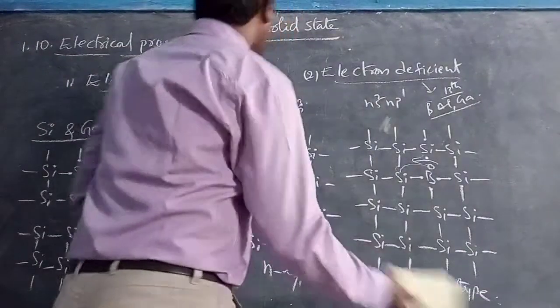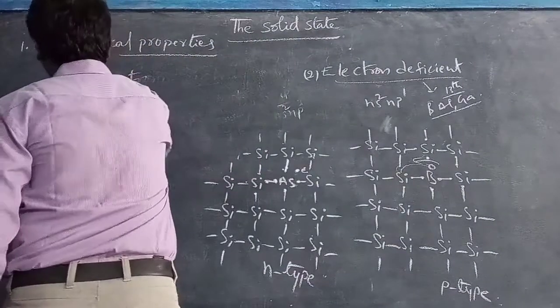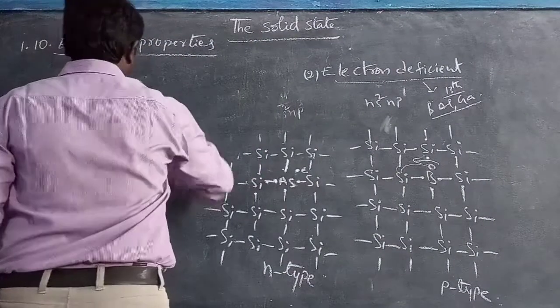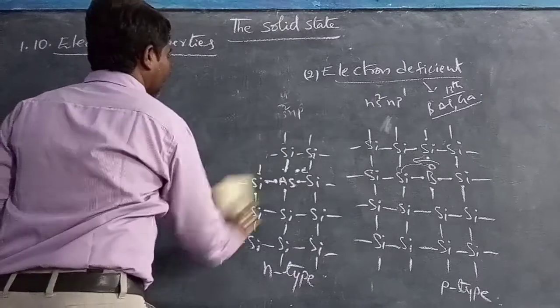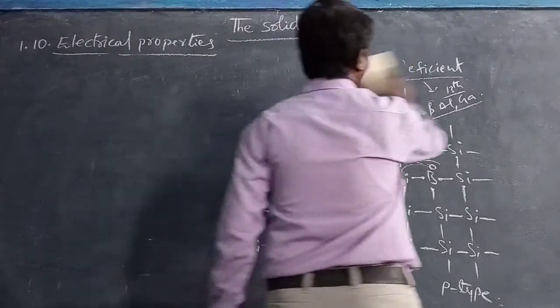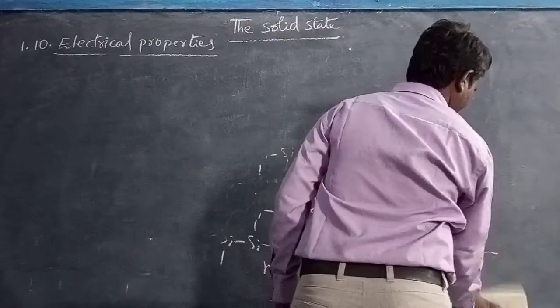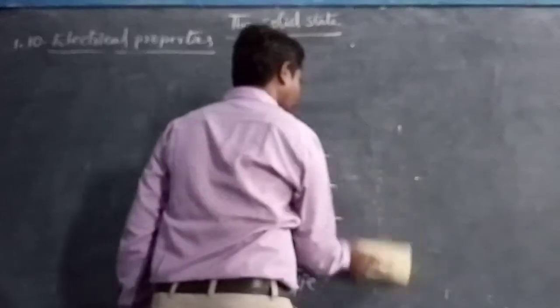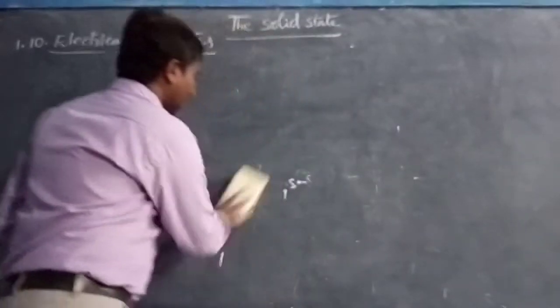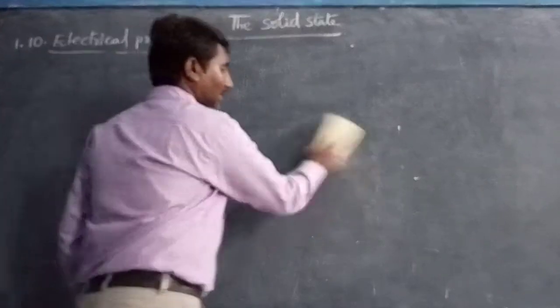So doping of electron rich elements gives n-type semiconductors. Doping of electron deficient elements gives what? P-type semiconductors.